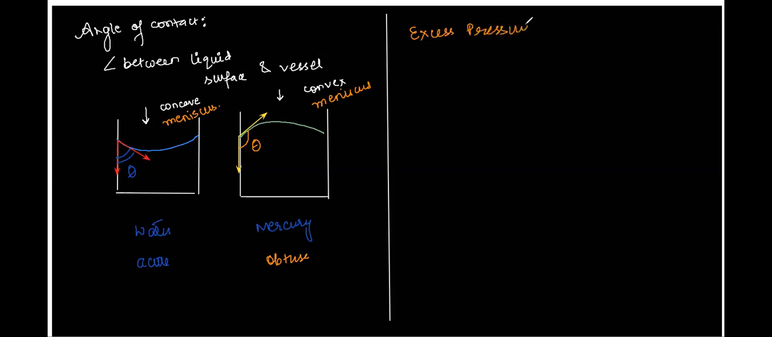The concept of excess pressure: whenever there is a free liquid surface film, then on the two sides of it, there will be a pressure difference if this film is not plane. What I mean to say is, let's say I have a surface of a soap bubble, something like this. If it is a plane surface, pressure here is P1, pressure here is P2, vapor pressure on the two sides. Then P1 and P2 will be equal in the case of a plane surface.